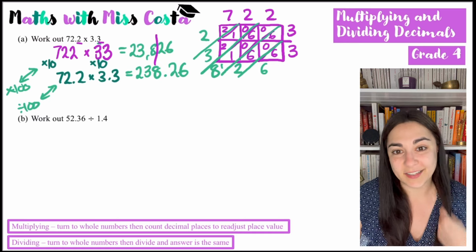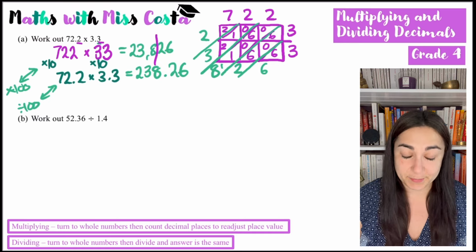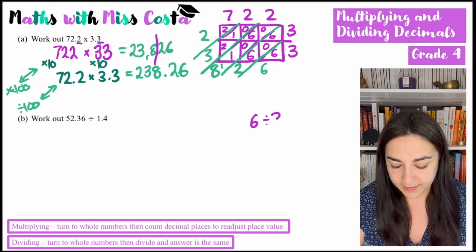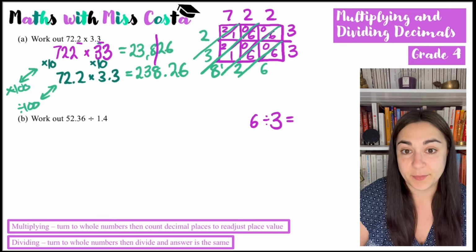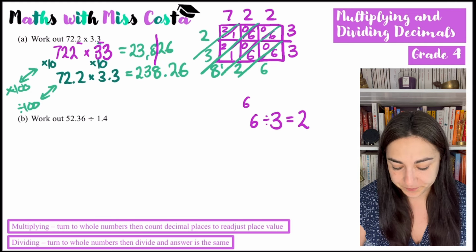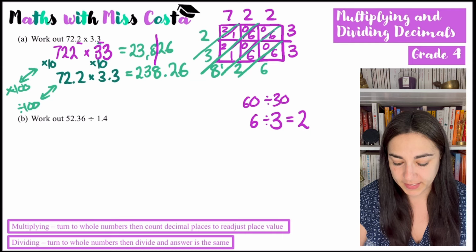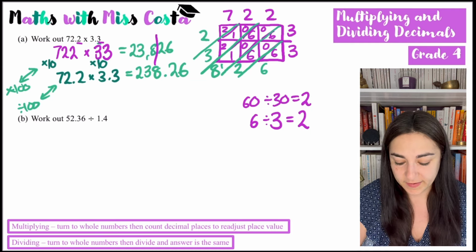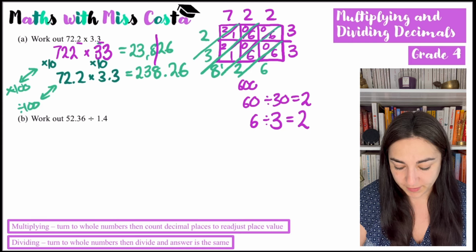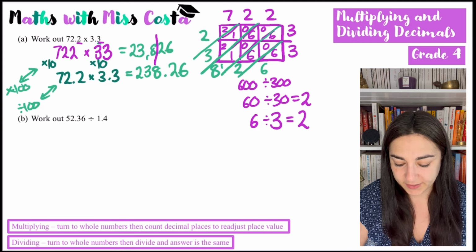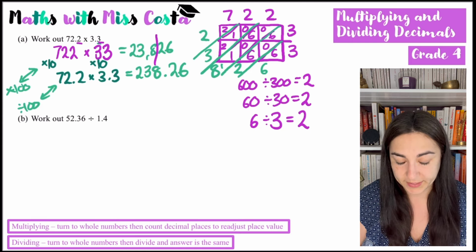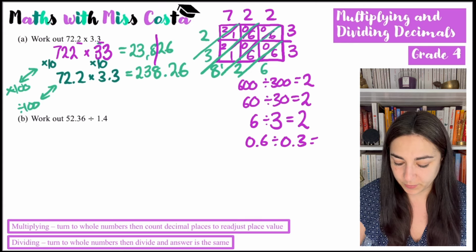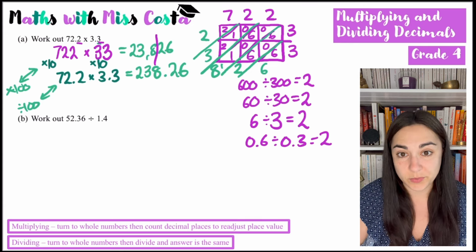Now, dividing is slightly different because there's a special cool law that applies to division. So if we just have a look at this ordinary number, 6 divided by 2 gives me 3. If I multiply each part of the calculation by 10, 60 divided by 30, the answer is also 2. If I multiplied it by 10 again, 600 divided by 300 is also 2. If I then divided it, 0.6 divided by 0.3, that answer is also 2.